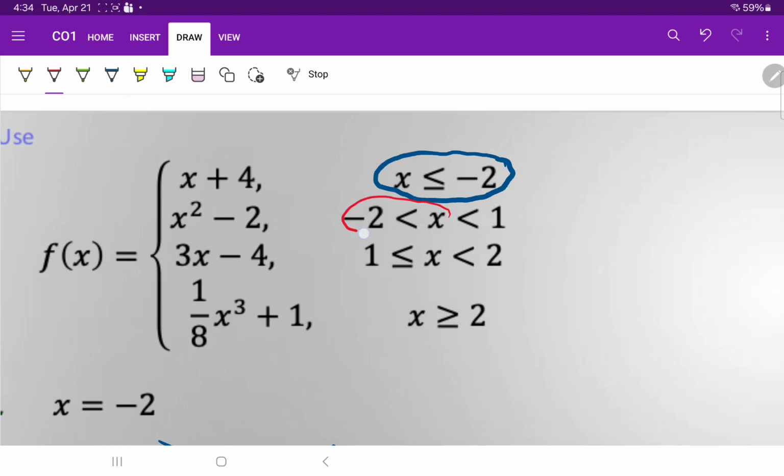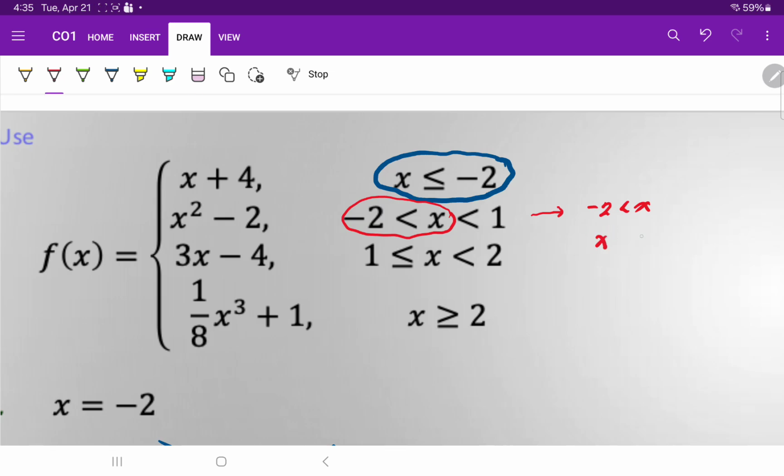You write this as negative 2 is less than x. But remember, when we discussed inequality in algebra, if we change position, if you put negative 2 here, this becomes x is greater than negative 2. Hold on. X is what?